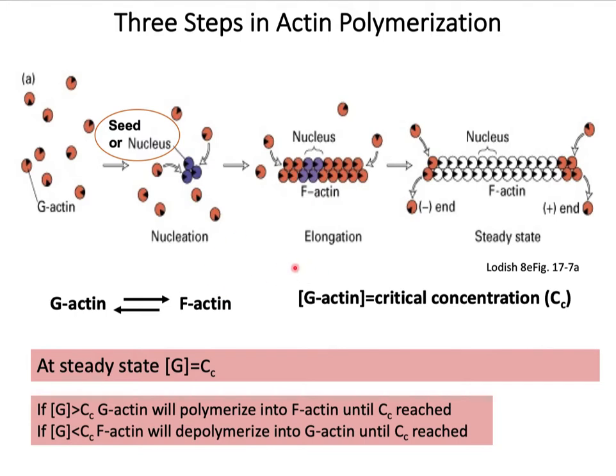On the other hand, if the G-actin concentration is less than the critical concentration, then the reaction will be driven in the opposite direction. F-actin will become depolymerized to G-actin, again until the critical concentration is reached, at which point you will have a steady state. So this is a very simple biochemical reaction, and it's very easy to think about it that way.